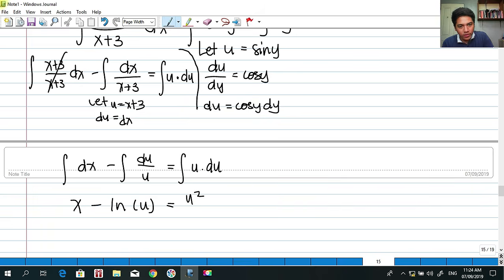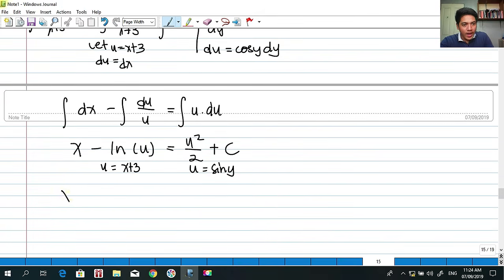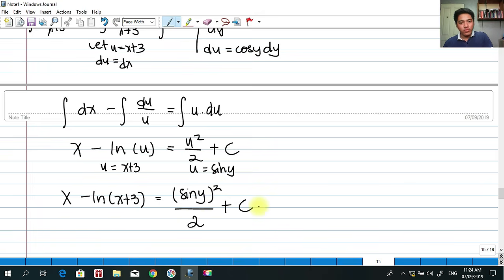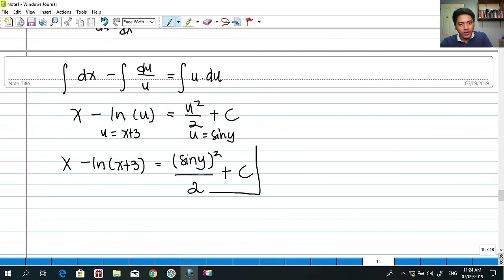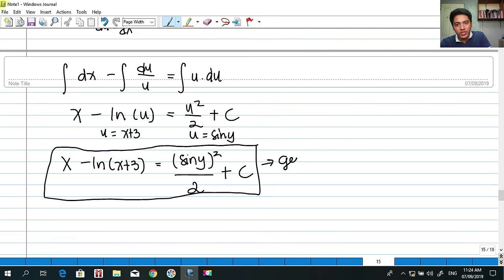And the other is u squared over 2 plus c. But u here is equal to x plus 3 for the first, and u here is equal to sine of y for the other. So we have now x minus ln of x plus 3 equals sine of y squared over 2 plus c. So this should be our answer for our last problem. This is a general solution since we are not given any condition.